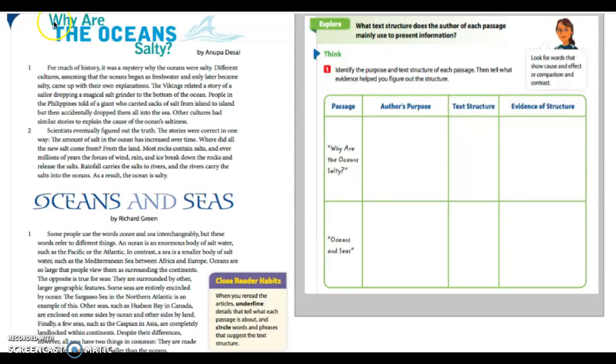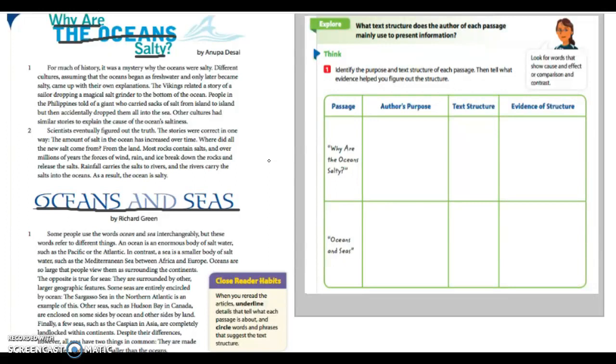We're going to first start with our unravel. I'm going to unravel the title, Why Are the Oceans Salty? And Oceans and Seas. I think that both of these are going to be talking about water systems and what is happening in a water system to compile oceans and seas. I'm then going to look through the numbers, and we have 2 paragraphs in the first section, and 1 paragraph in the second passage.